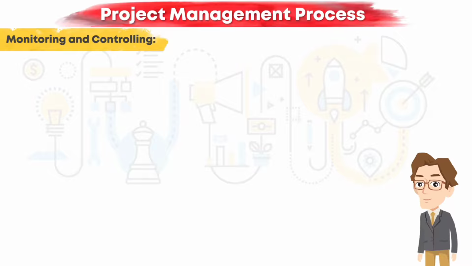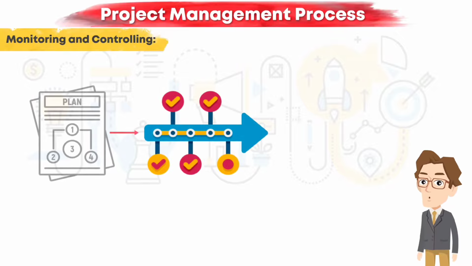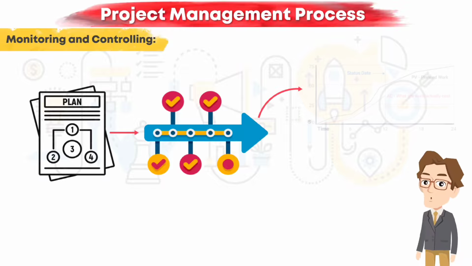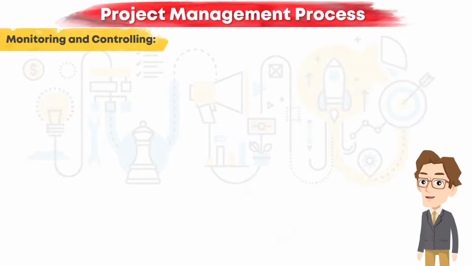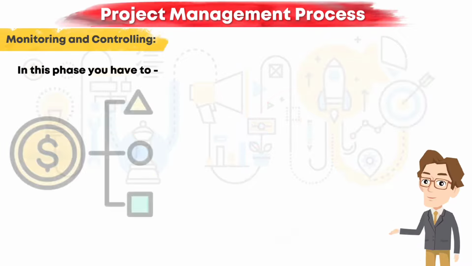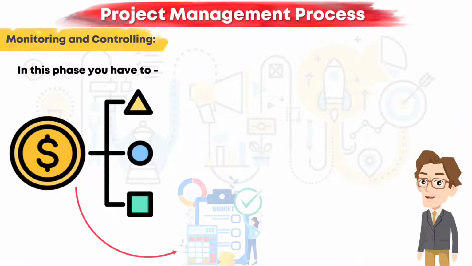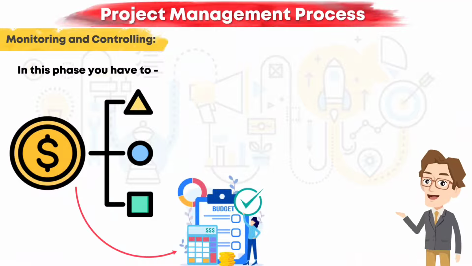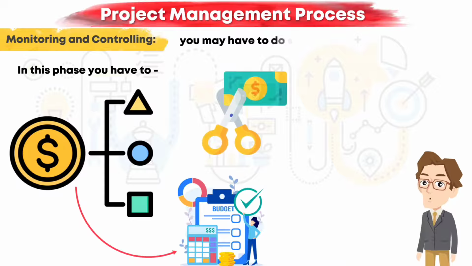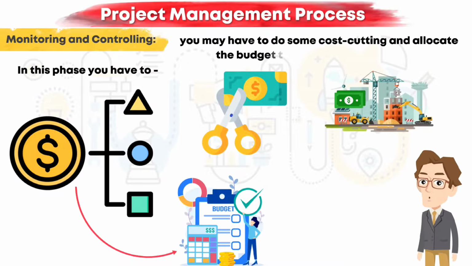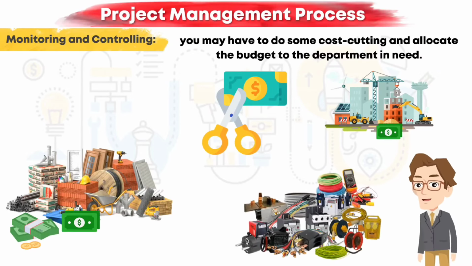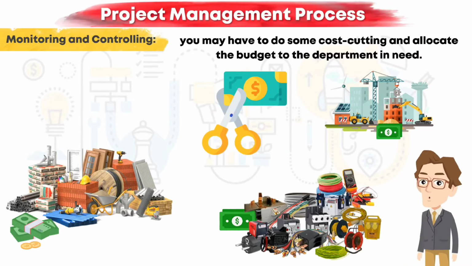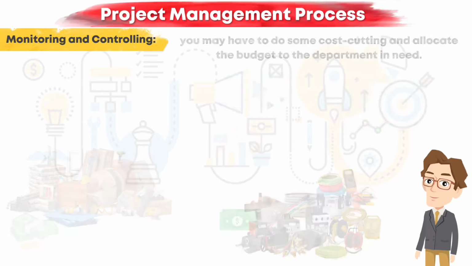Now, as a project manager, your responsibility increases because you have to track actual progress against the project plan using metrics like schedule variance, cost variance, and earned value. Not only that, but in this phase you have to allocate resources efficiently, keeping an eye on the budget to keep the flow of the project. In this phase, you may have to do some cost cutting and allocate the budget to the department in need. Suppose I do some cost cutting in building materials and allocate that budget to the electronics and interior department.